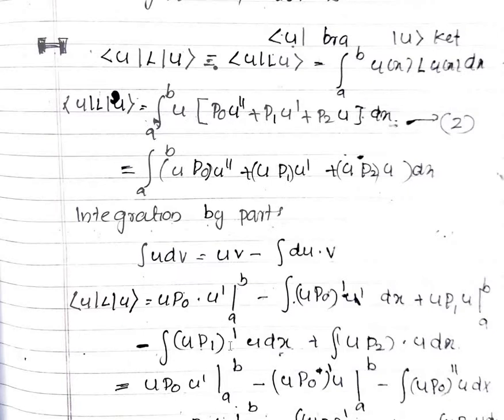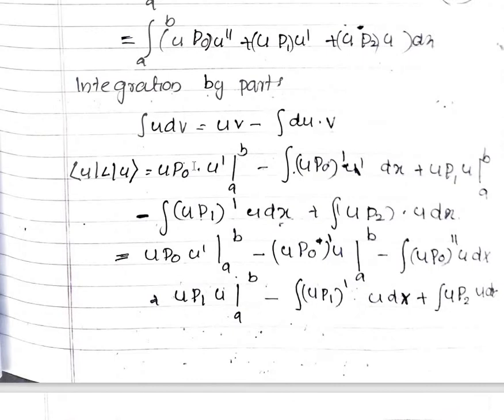So we have to put a dash, d by dx. So u p1 dash into integral of the second. When you integrate this, u dash u dx. Okay, plus the third function. Third function is put as such, plus integral u p2 u dx.